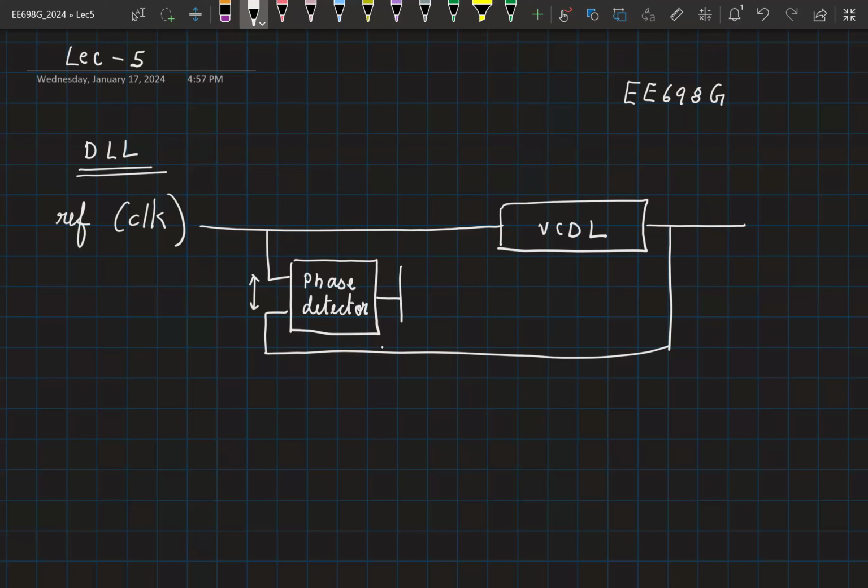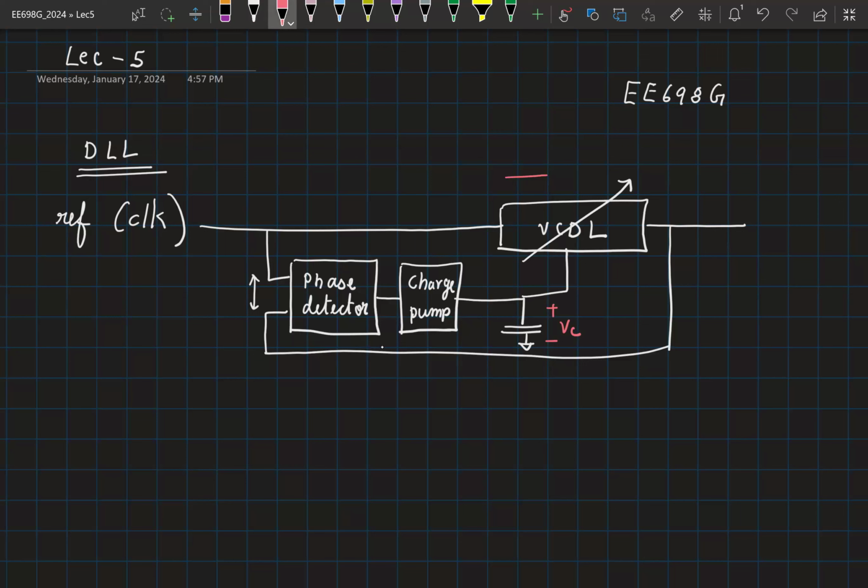Following this, we have a charge pump, and then a capacitor. So under steady state conditions, we know that a voltage will develop across this capacitor. And this voltage will be such that the delay of the VCDL under steady state condition will be equal to 1 clock period.